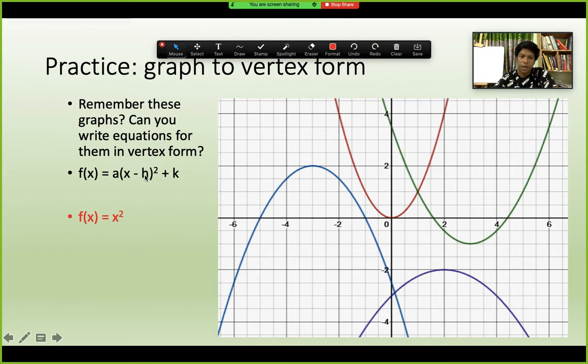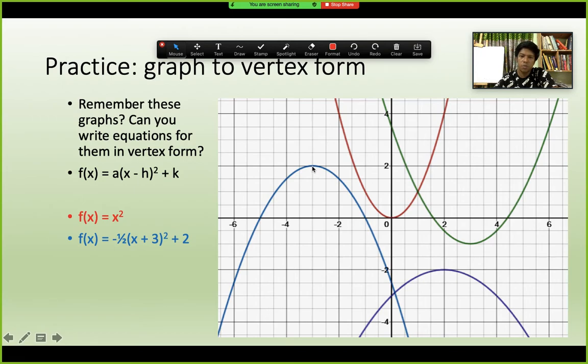This k is where the graph is. K is the value of where the graph goes up or down. Up and down is the k value. The h value is the left-right value: is the graph on the left side, or is it on the right side? And a is the number that we multiply, to get the idea of whether the graph is wide or compressed.